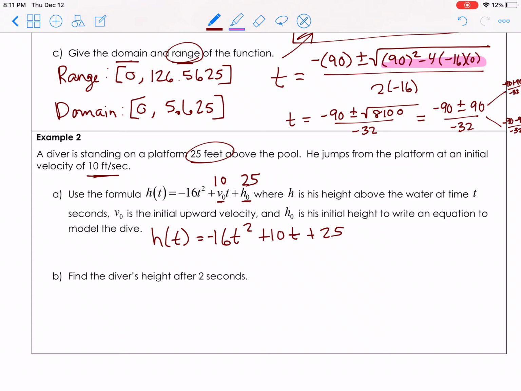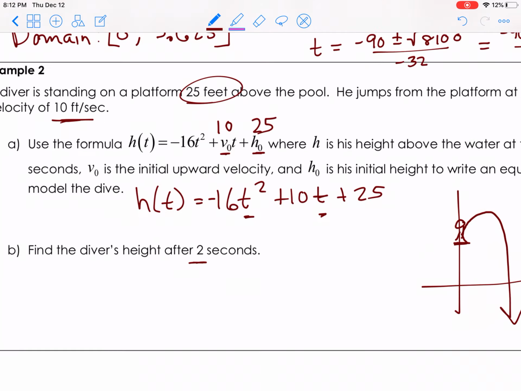I think that's all that this first part wanted. If I were drawing a picture of what's happening, here's ground level. There's a diving board right here, 25 feet above the ground. At time 0, the person's going to jump and then go into the pool. Okay. So now it says, find the diver's height after 2 seconds. One of the ways that we can do this is replace the t with 2. We want to know at 2 seconds what happens.